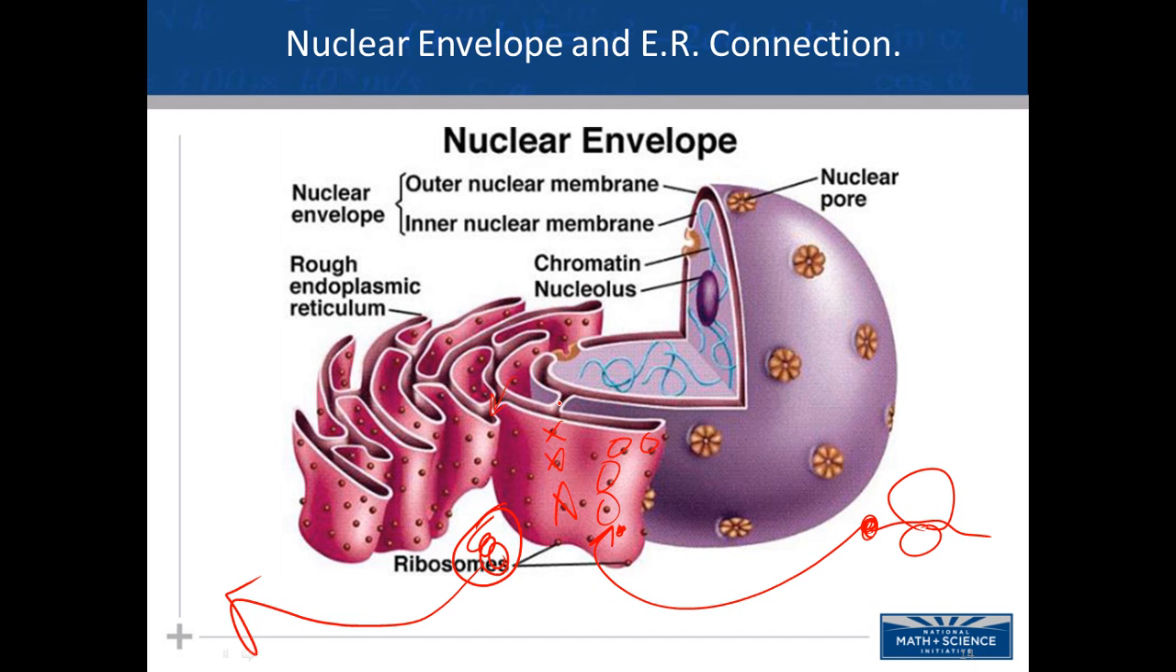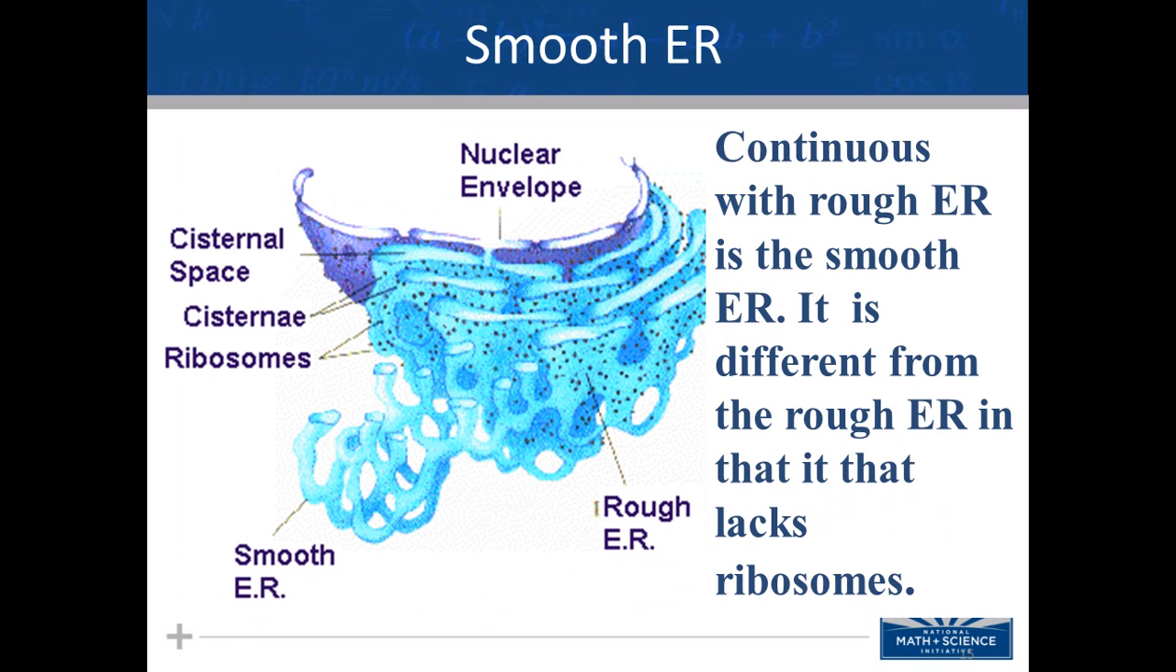Alright, now connected to the rough ER, you're going to find something called smooth ER. Now, smooth ER looks a little bit different, and first off, it doesn't have any ribosomes, and secondly, it looks a little more tubular, if you will, than rough ER. You might be asking yourself, what does the smooth ER do? Well, they have found out that the smooth ER is involved in the synthesis of lipids and phospholipids. It's involved in the breakdown of glycogen.